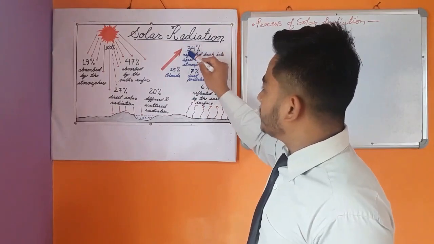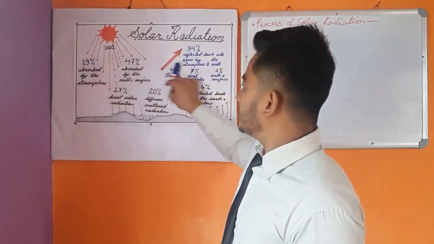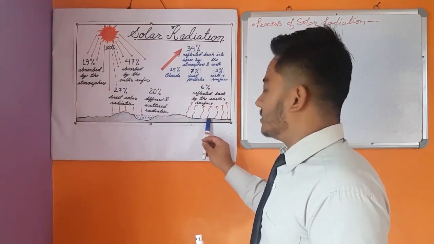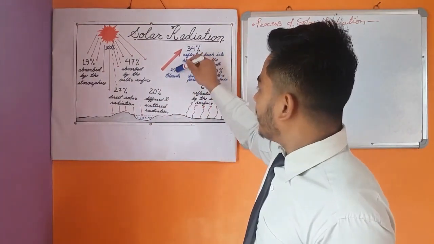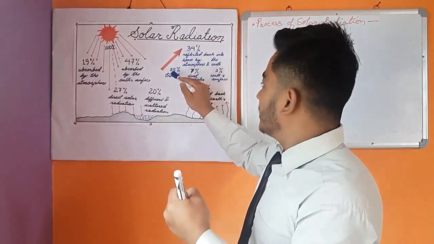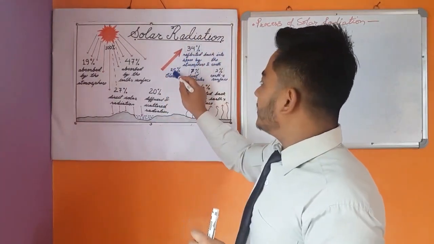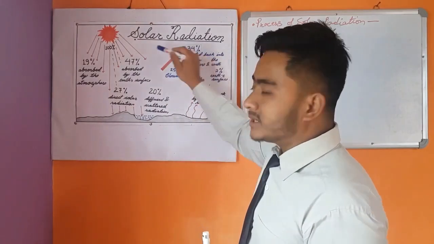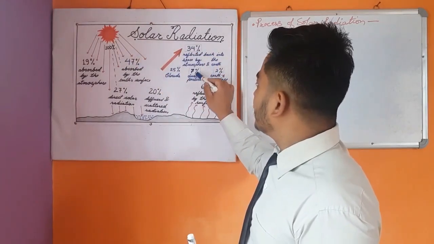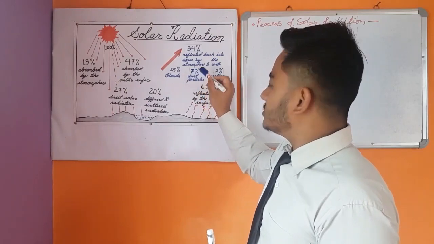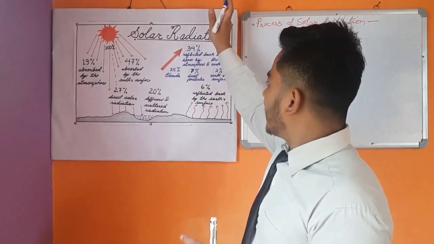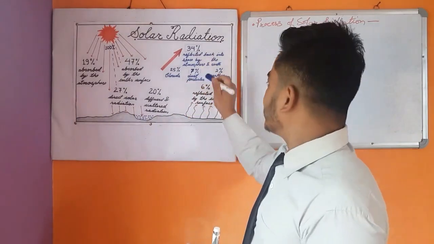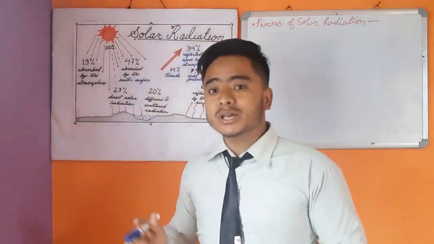Out of this 34%, our atmosphere is covered by clouds, dust particles and the earth surface. So the clouds will absorb and reflect back 25%. In the same way, the dust particles present in the atmosphere reflect back 7% into the atmosphere, and our earth surface directly reflects 2% back into the atmosphere.